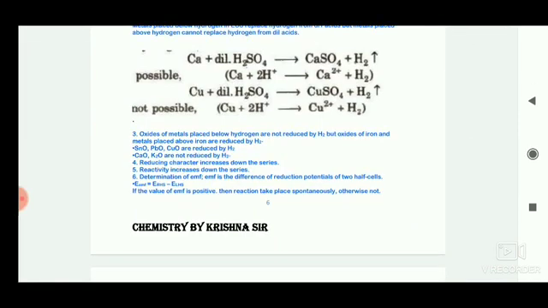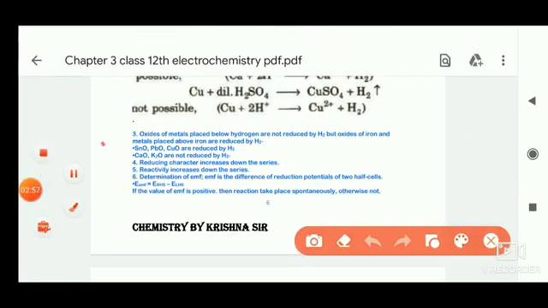Oxides of metals placed below hydrogen are not reduced by H2, but oxides of iron and metals placed above iron are reduced by H2. SnO, PbO, CuO are reduced by H2. CaO, K2O are not reduced by H2. And the next thing is, reducing character increases down the series. Reactivity increases down the series.